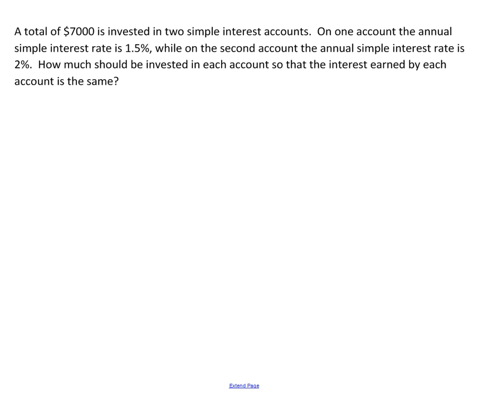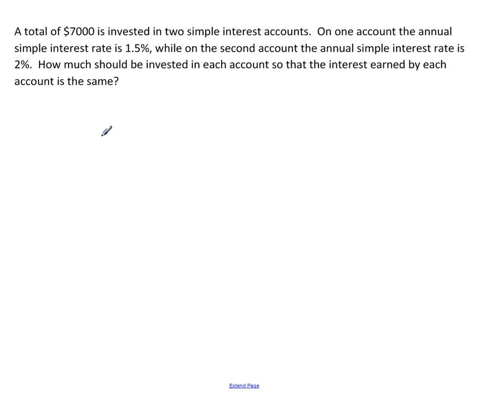Continuing with our discussion of section 2.6 on percent problems, we're talking about the idea of simple interest accounts. This time we've got a different problem, and we haven't been given any table or other support. How do we work this out? We're told a total of $7,000 principal is invested in two simple interest accounts. On one account, the annual simple interest rate is 1.5%, while the second account has an annual simple interest rate of 2%. How much should be invested in each account so that the interest earned by each account is the same?